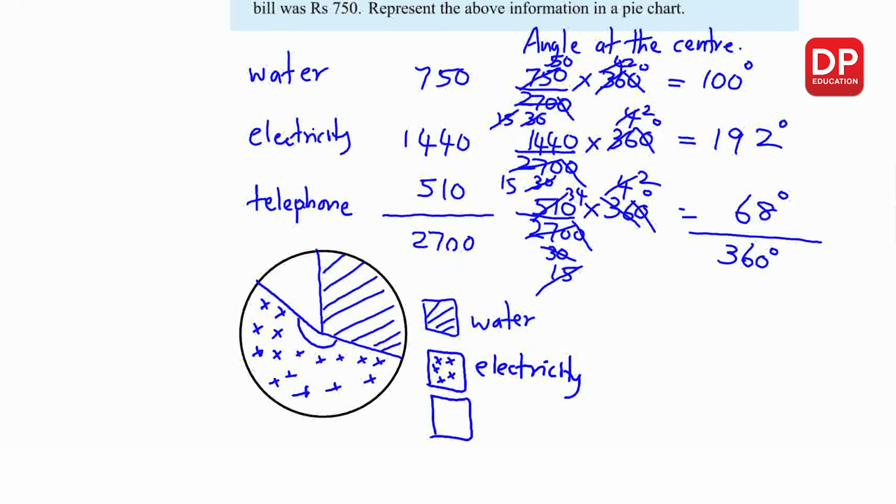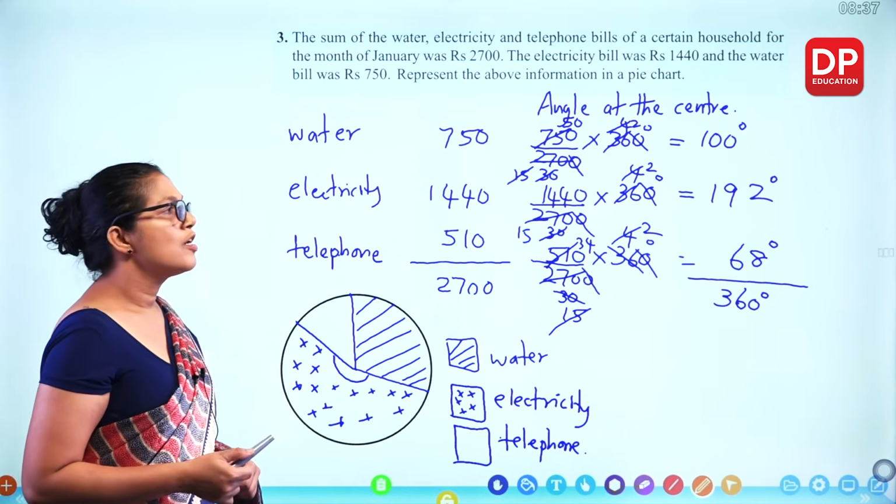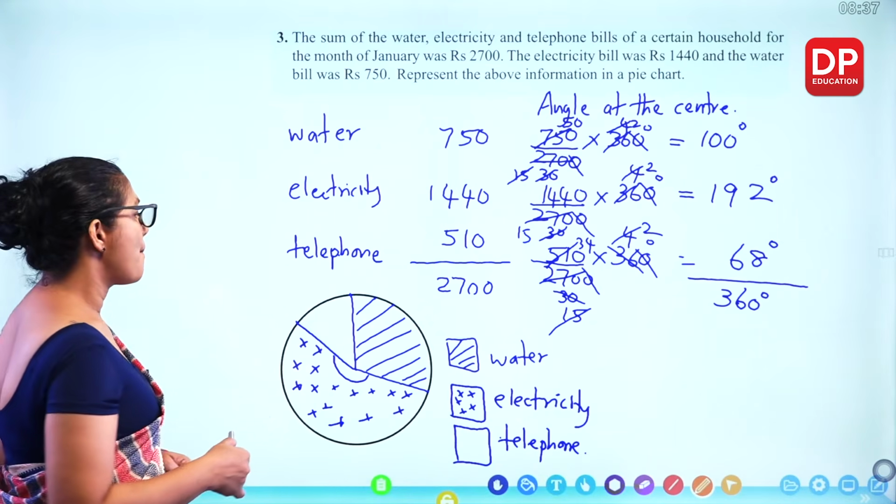I can keep that blank. So that's the telephone bill. So that's how we can show this information in a pie chart.